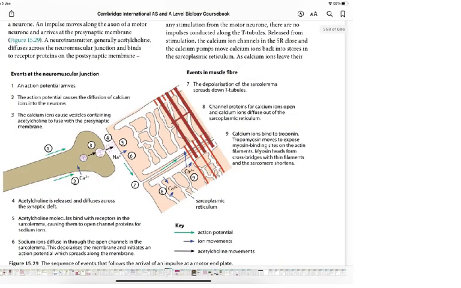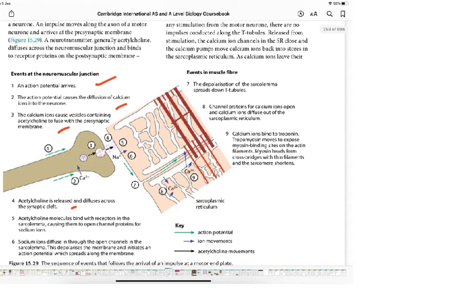This is once again the events at the neuromuscular junction, and this is taken from the Cambridge reference book. Events at the neuromuscular junction: the action potential arrives, and the action potential causes the diffusion of calcium ions. Calcium ions cause vesicles containing acetylcholine to fuse with the presynaptic membrane. Number 4, acetylcholine is released and diffuses across the synaptic cleft.